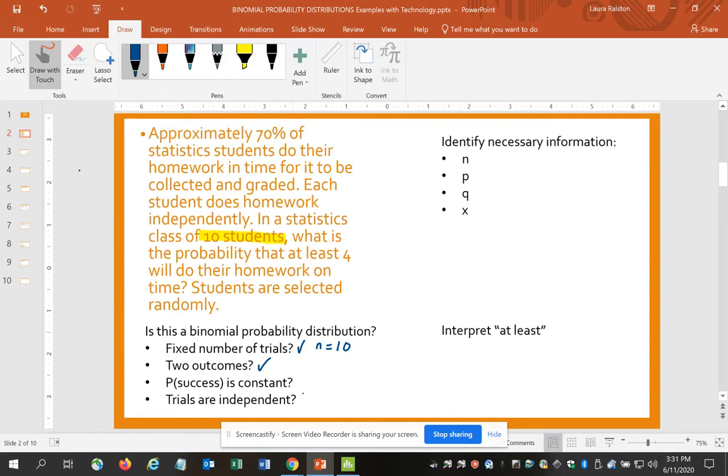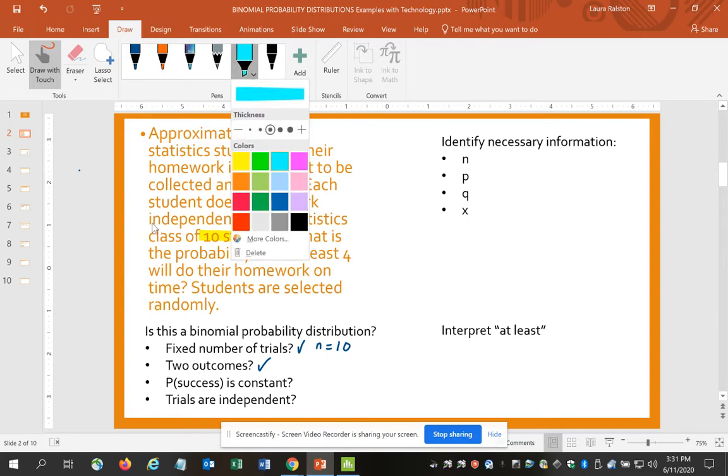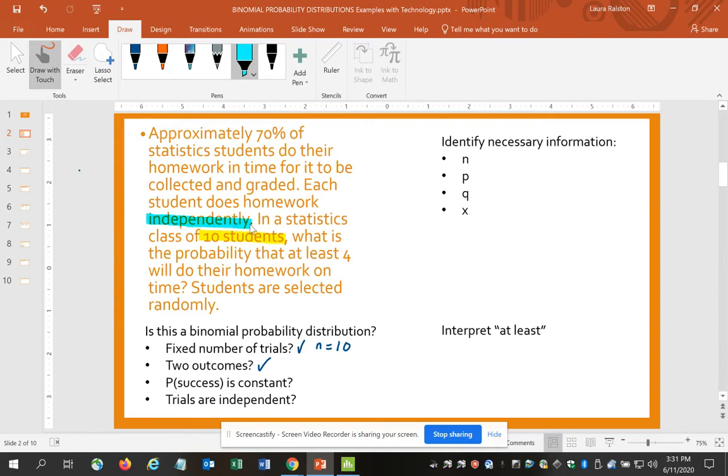Next, if you look at whether the trials are independent, the story clearly tells us that, because it tells us that each student works independently, meaning they're not working together. What one does is not going to affect another. So we do know that our trials are independent. And if our trials are independent, the probability of success is going to remain constant. There's no indication here that the probability is affected by anything. So again, we have that sense that the probability is constant from problem to problem.